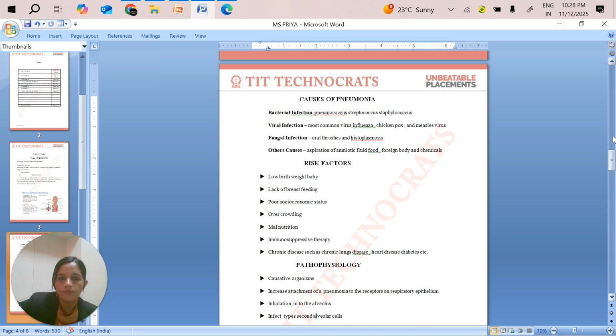Next one, risk factors. Risk factors mean low birth weight baby, lack of breastfeeding, poor socioeconomic status, overcrowding, malnutrition, immunosuppressive therapy, and chronic diseases such as chronic lung disease, heart disease, and diabetes.